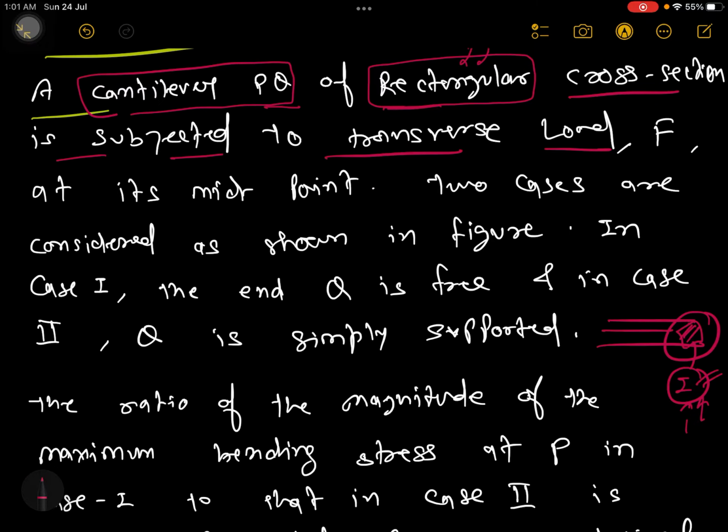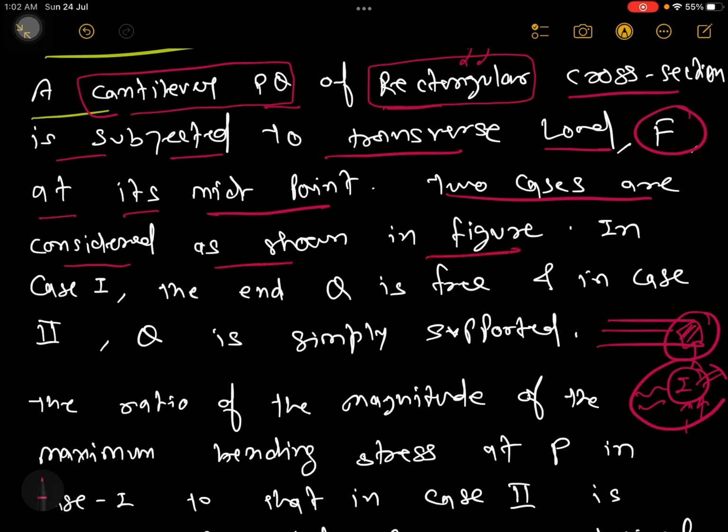Because they can ask similar questions where you have to find out in future. So the moment of inertia formula you should remember. Now, the load F is acting at its midpoint. I will show the diagram. Now two different cases are given. Two cases are considered as shown in the figure. I will show you the figure.